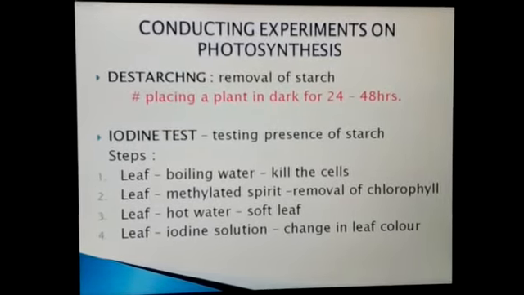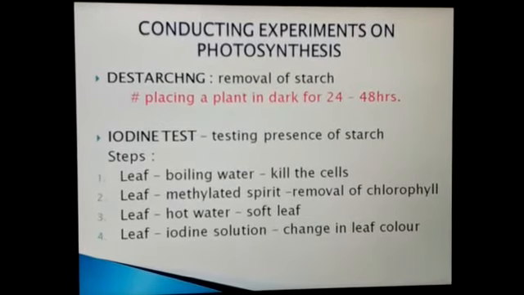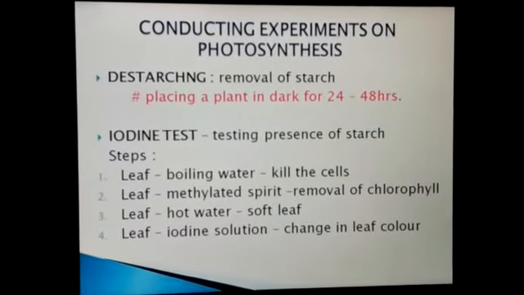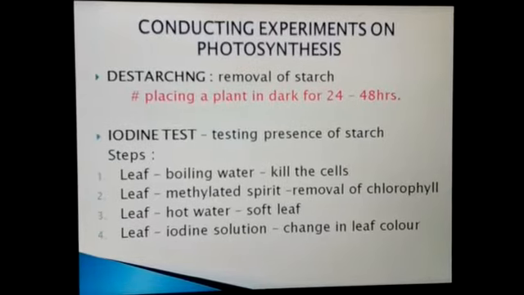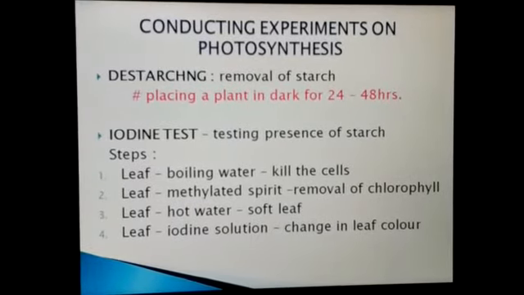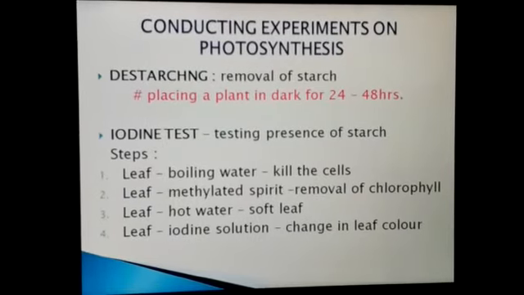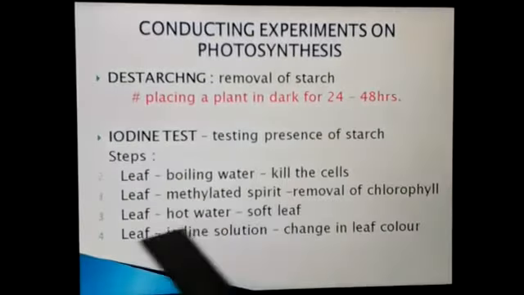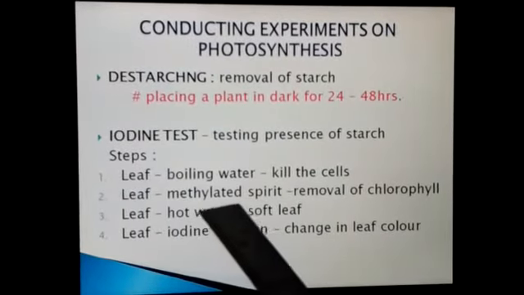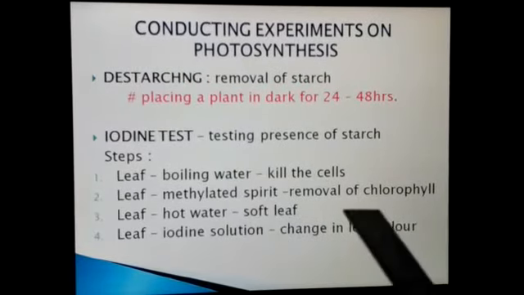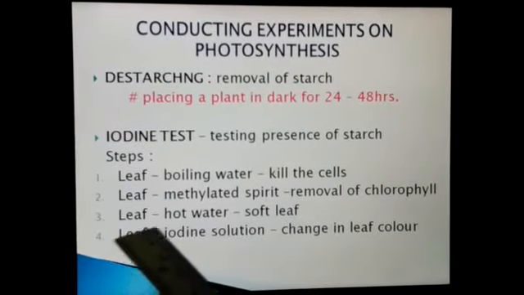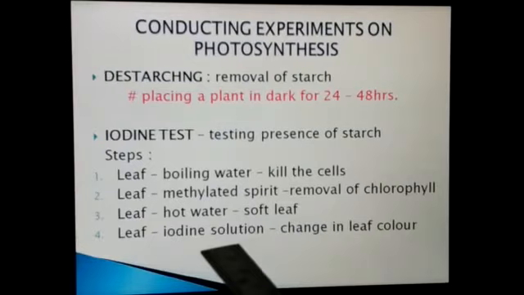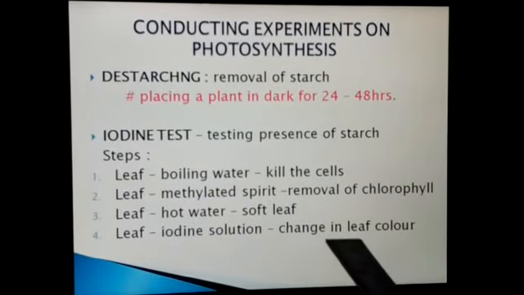After conducting the experiment on photosynthesis, we do the iodine test to check whether new starch has been produced by the plant or not. So how to do the iodine test? There are 4 steps which complete the iodine test. We take a leaf, it is kept in boiling water to kill the cells. Then the same leaf is inserted in methylated spirit. That removes the chlorophyll of the leaf. Then the leaf is put in hot water to soften it. And after that, iodine solution is poured over it and we see a change in color.